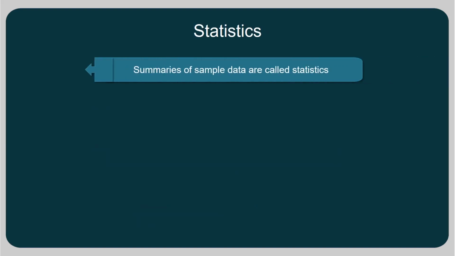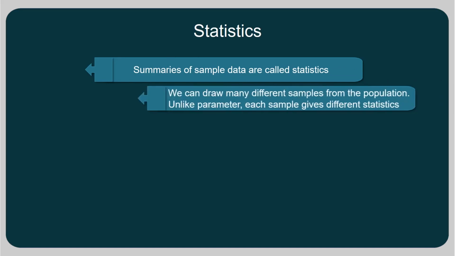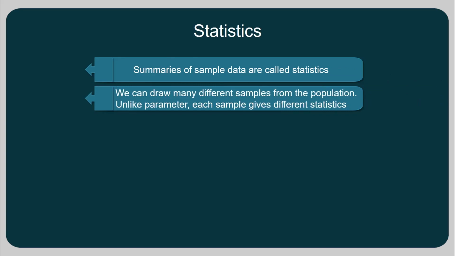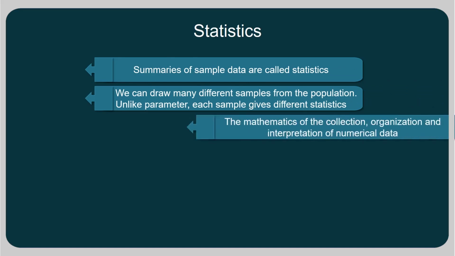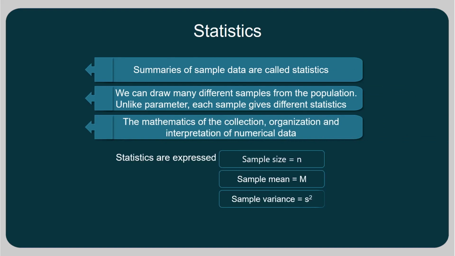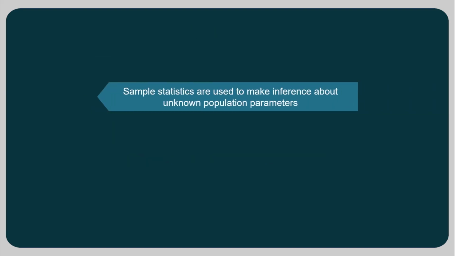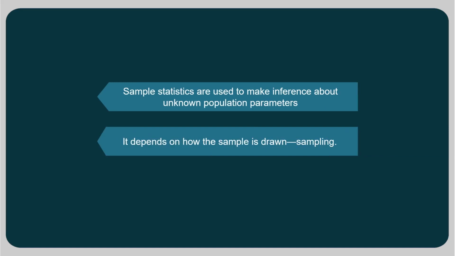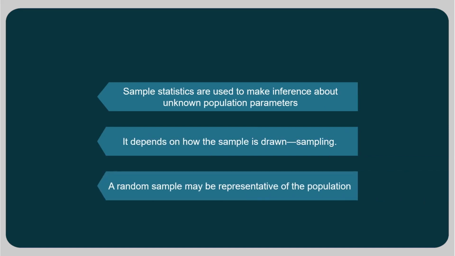The summaries of sample data are called statistics. Statistics is the mathematics of the collection, organization and interpretation of numerical data. We can draw many different samples from the population. Unlike parameters, each sample gives different statistics and they are expressed in terms of Roman alphabets. Sample size is expressed in small n, sample mean is expressed in capital M, sample variance is expressed in S square. Sample statistics are used to make inference about unknown population parameters. It depends on how the sample is drawn. A random sample may be representative of the population.